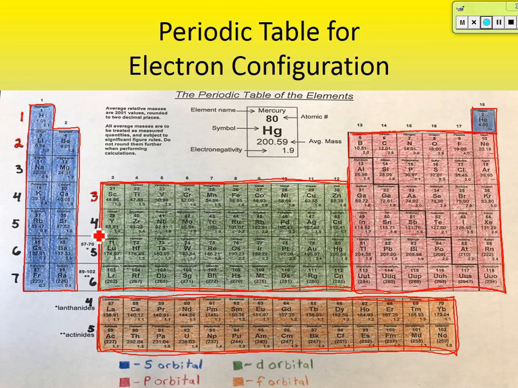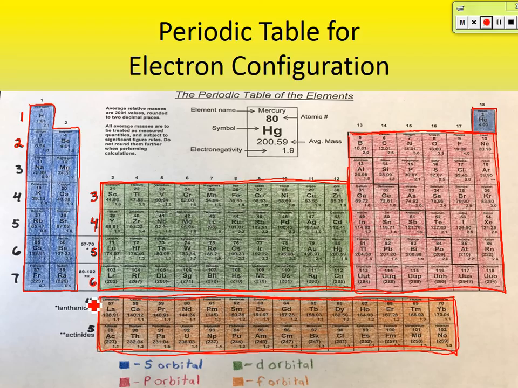It goes 3, 4, 5, 6. So notice, it was a 4 in the s orbital, but it drops down when you go to this d orbital, drops down one energy level to the third energy level. So 3, 4, 5, 6 goes here.